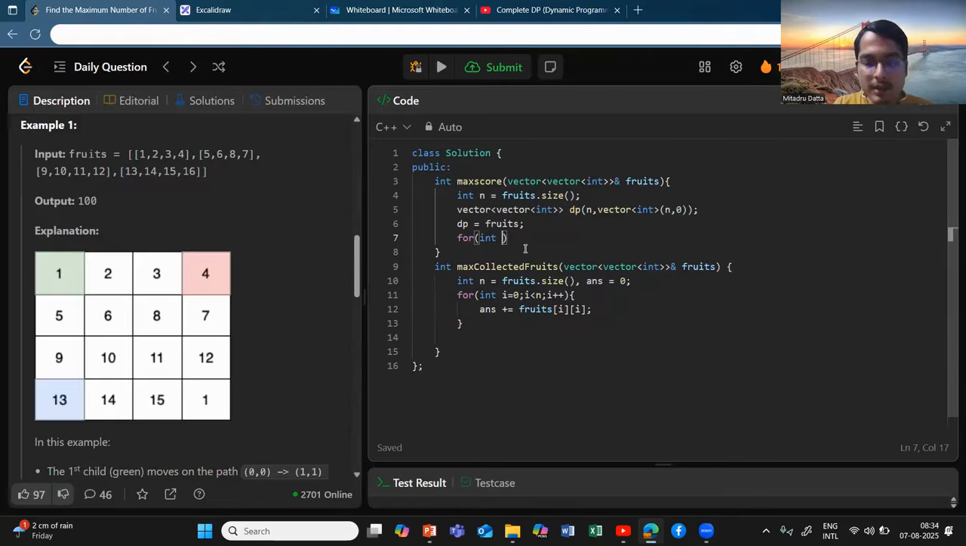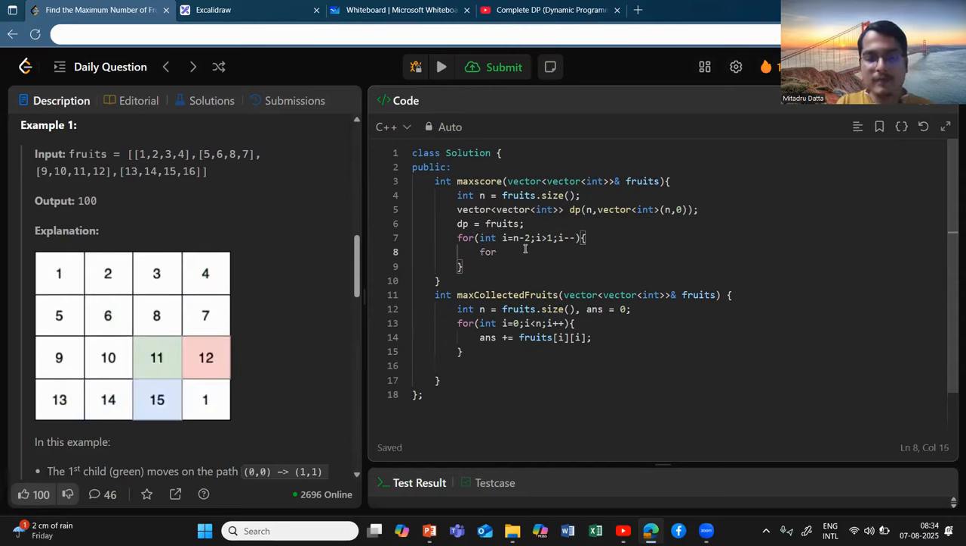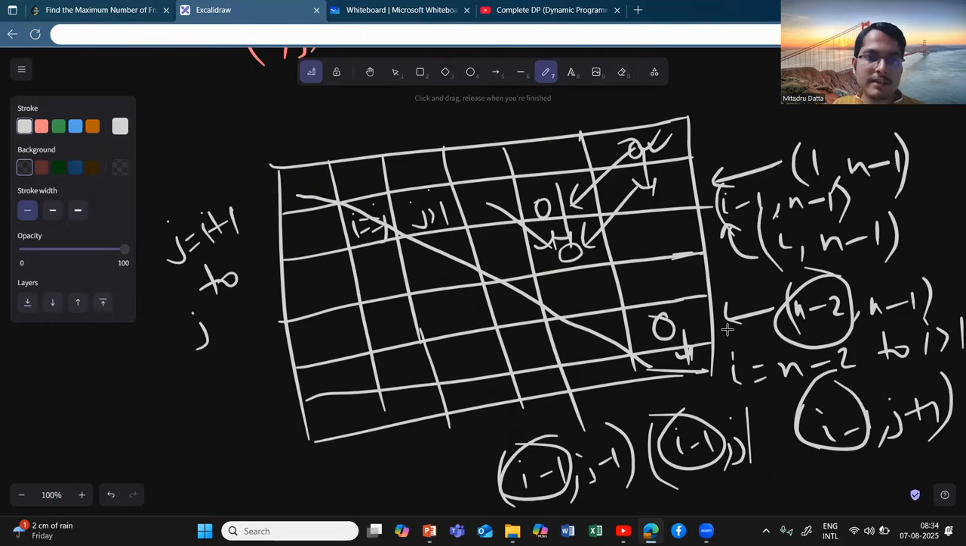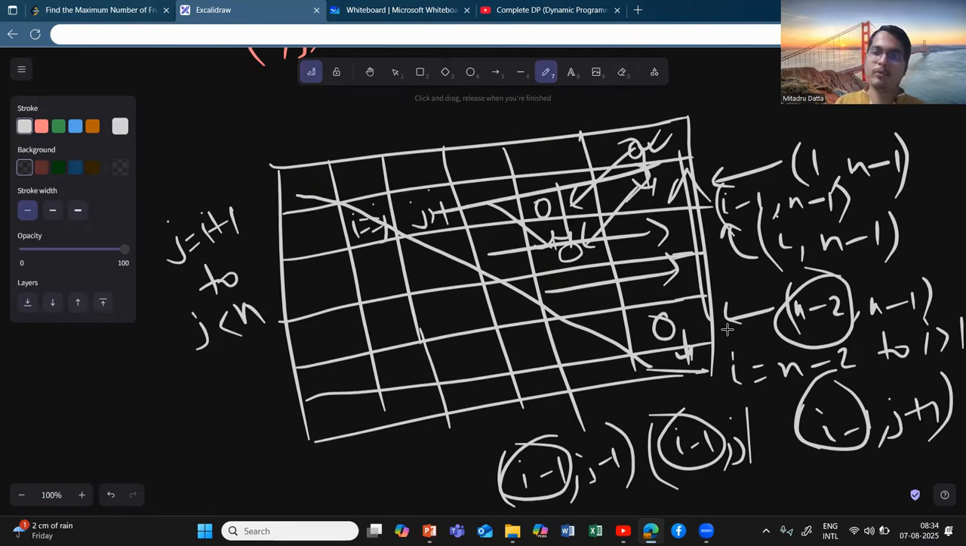So let's move from I equals n minus 2 to somewhere I greater than 1, and I will be moving backwards. I will also have a j. Now j will only move after the diagonal. I do not want to touch the diagonal, right? This is my diagonal line, and I do not want to touch it. So this is I equal to j, and this is the case where j is greater than I. So let me say that j starts from I plus 1 and goes to j less than n. So j is moving in this manner, and I is moving from bottom to top.